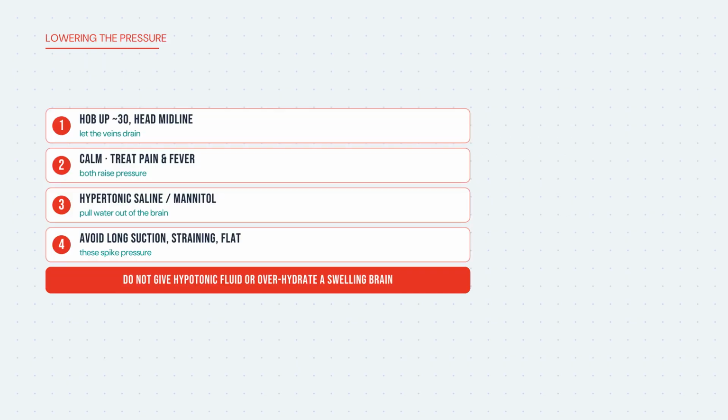So how do we lower the pressure? Position matters. Head of the bed up about 30 degrees and the head midline, so the veins can drain. Keep them calm, treat pain and fever, because both raise pressure. Hypertonic saline or mannitol pull water out of the brain, and avoid anything that spikes pressure, suctioning too long, straining, a flat position. One trap to lock in. You do not give a hypotonic fluid, and you do not overhydrate a brain that is already swelling.